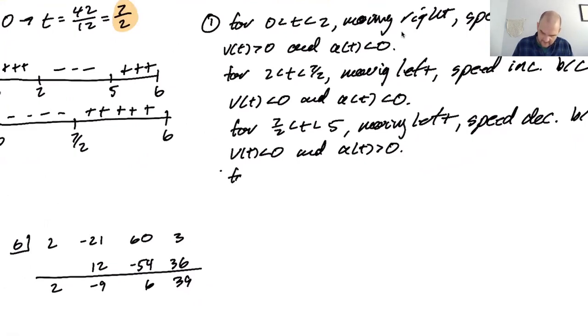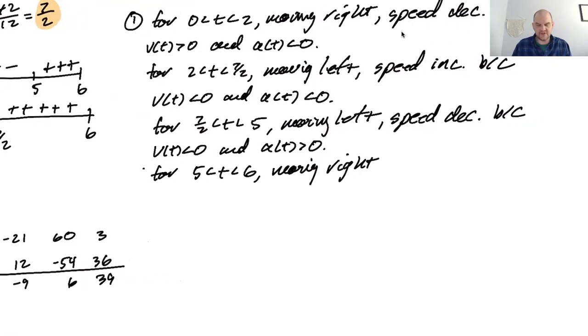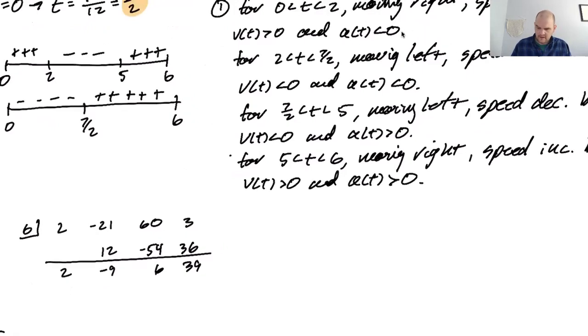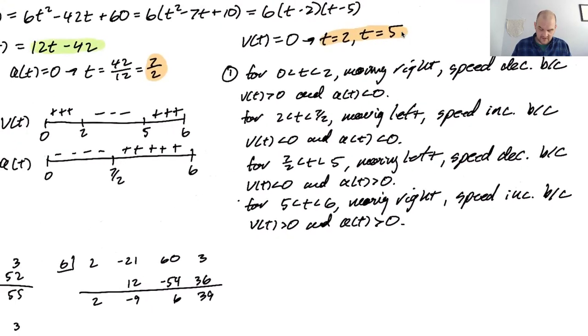And then finally, for 5 to 6, you are moving right. It's really obnoxious to have to do this for the entire trip. Usually it's just between 5 and 6, describe what's going on. Moving right, speed increasing because v of t is greater than 0, and a of t is also greater than 0.